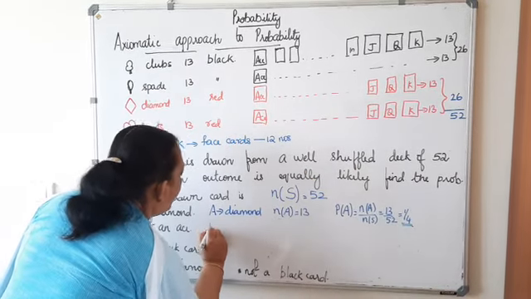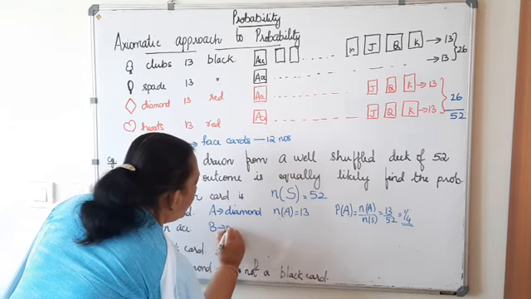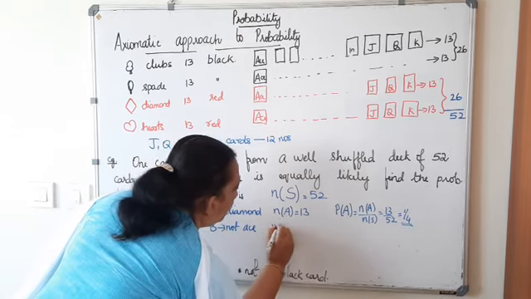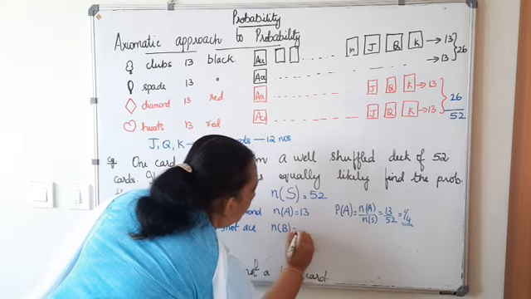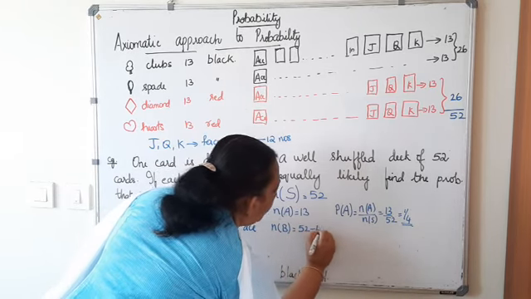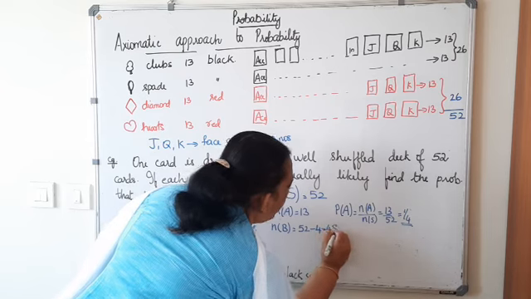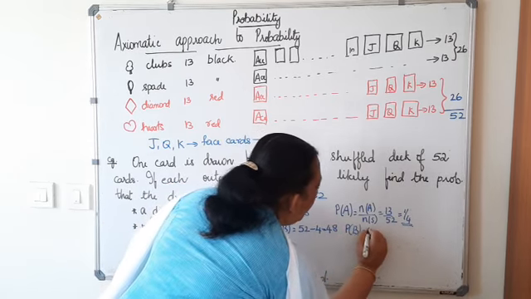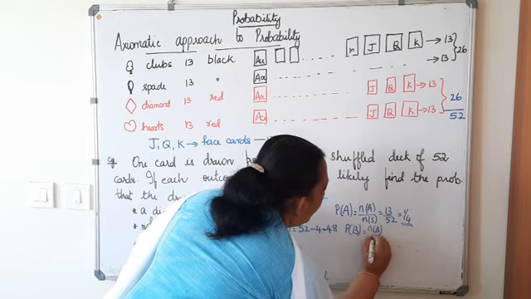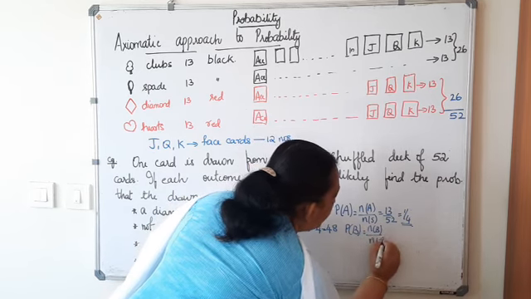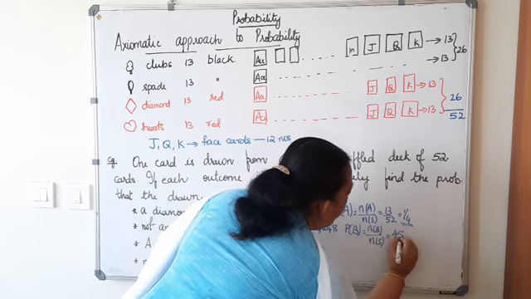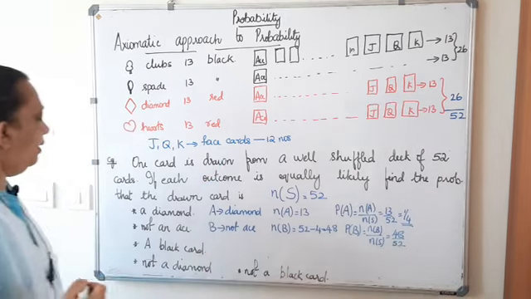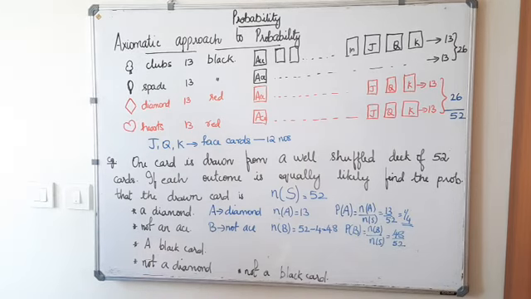So let us define B be the event, not an ace. So n of B is equal to 52 minus 4, which is equal to 48. So probability of B is equal to n of B divided by n of S, and that is equal to 48 by 52.